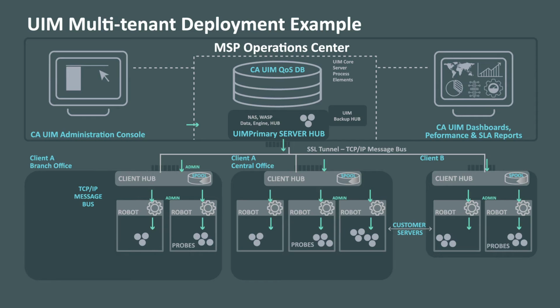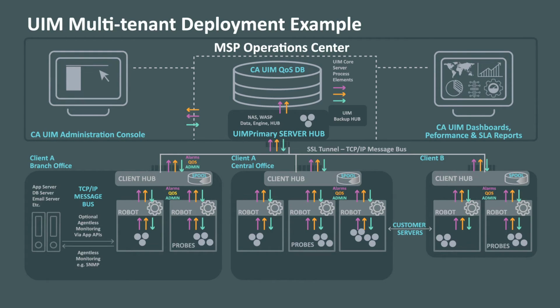Probe polling intervals and monitoring thresholds are configured at the admin console and implemented inside the probes. When thresholds are breached, the probes send an alarm to the robot, which in turn forwards the alarm to the client hub, and this is done securely and reliably via TCP/IP communications. The client hub then sends the alarm to the primary hub. Alarms and performance data get moved into the UIM database, where it's available to be displayed in the admin console, dashboards, performance reports, and SLA reports.